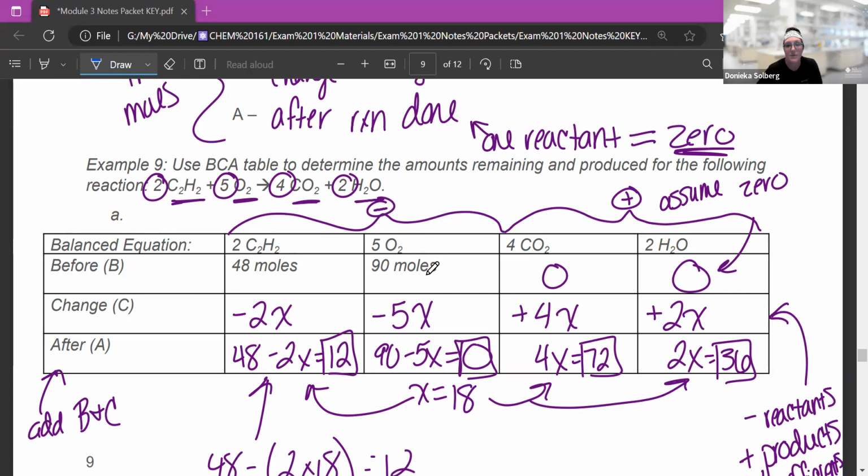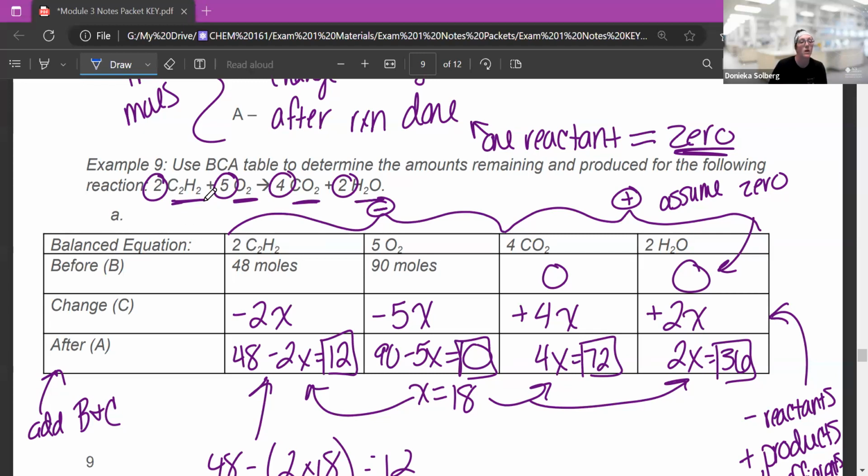Now, this does have to be in moles when you are doing your before, change, after equations because things react in mole or molecule ratios. They don't react in mass ratios. So you do have to have moles in order to do this. Now, I didn't start with any of these, so you can assume they're zero. If I didn't tell you you have something, these are zero.